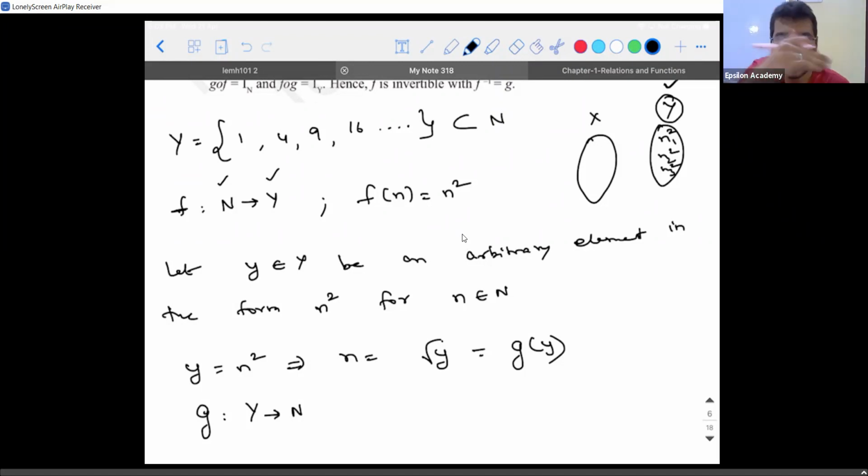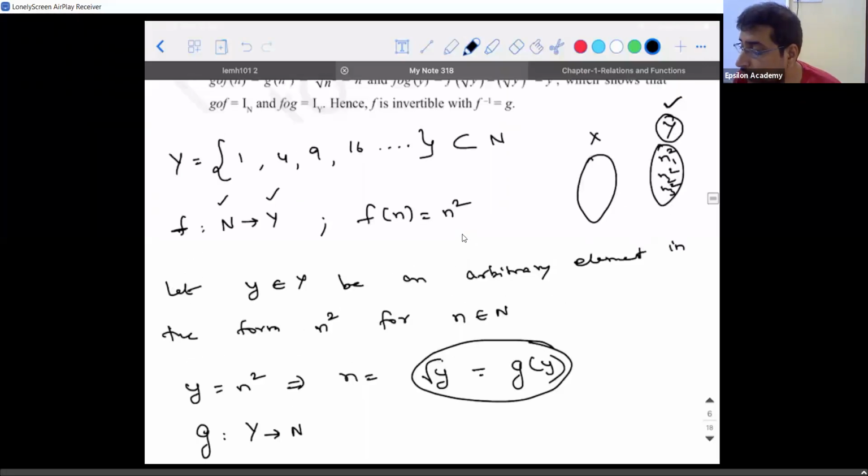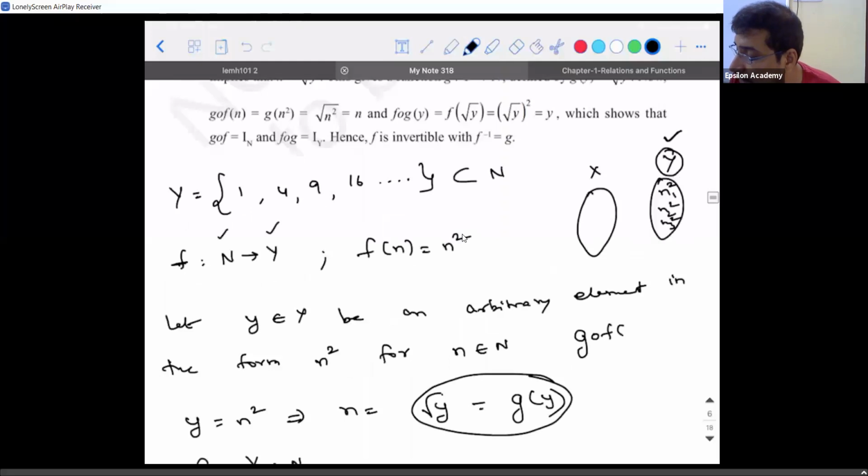So you will have the inverse. You will have the reverse mapping also taking place. So g of y is equal to root y. So what are we supposed to prove? G circle f of x is equal to ix, and f circle g of y is equal to iy.